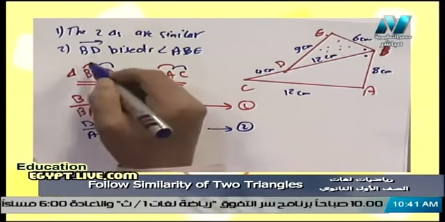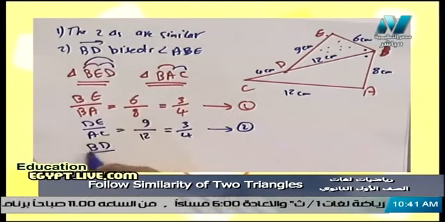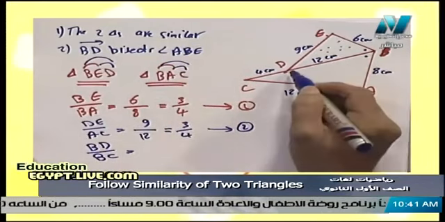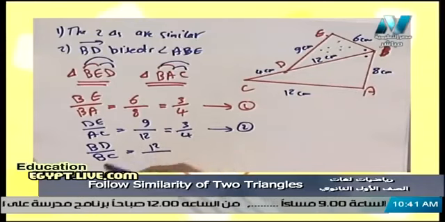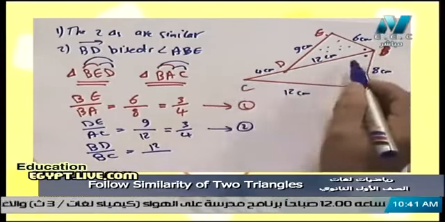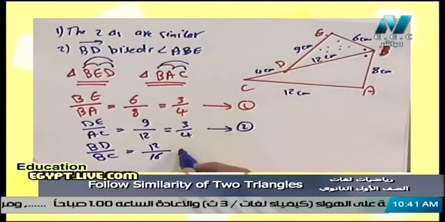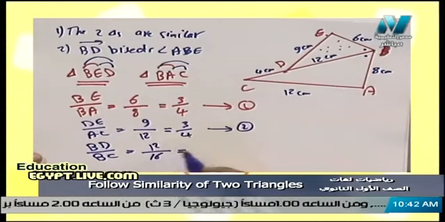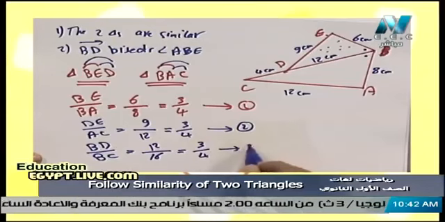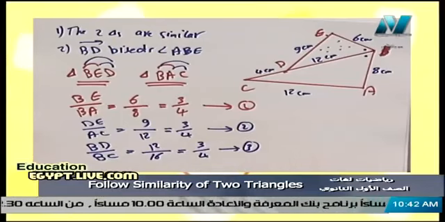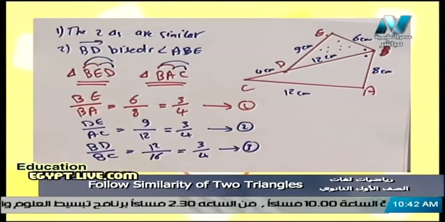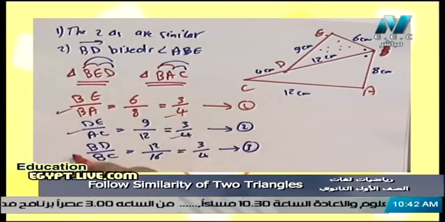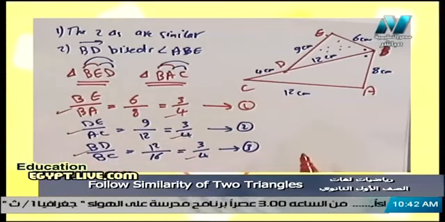And the last ratio is BD over BC. BD equals 12 and BC, all of it, 12 plus 4 equals 16. By simplifying it, dividing them by 4, it will be 3 over 4. What we notice here is that the first ratio equals 3 over 4, the second ratio equals 3 over 4, and the last ratio equals the same number, 3 over 4.